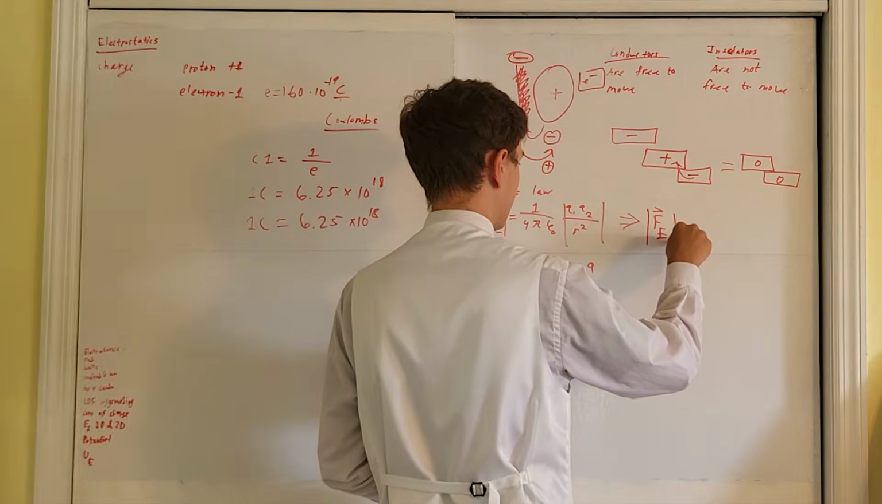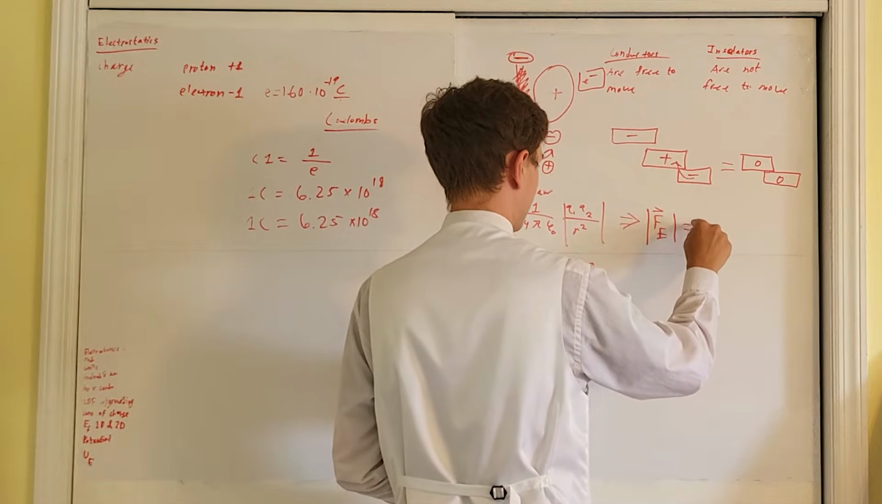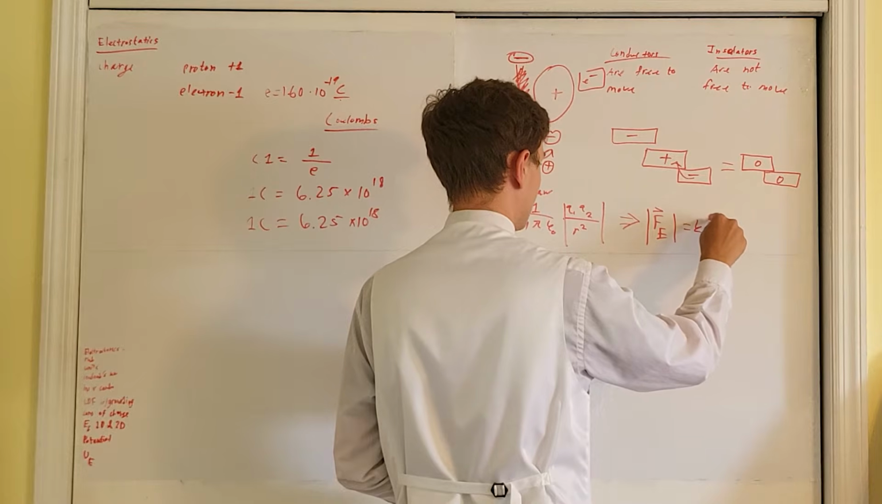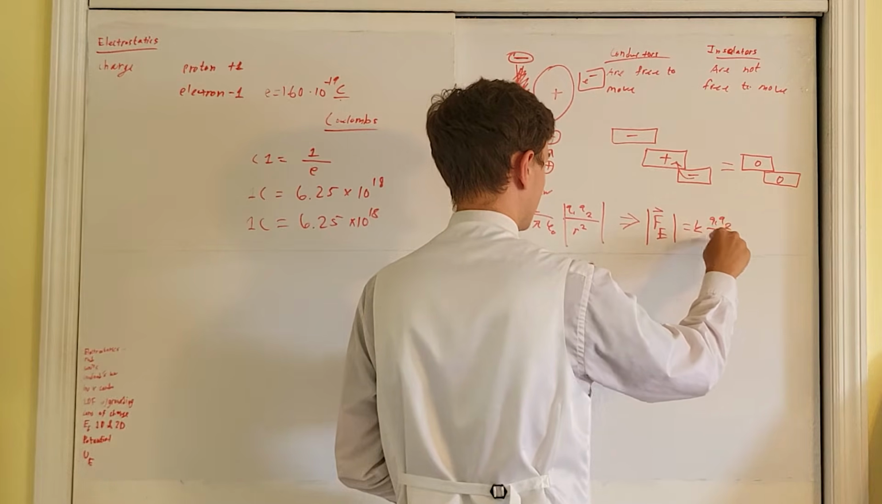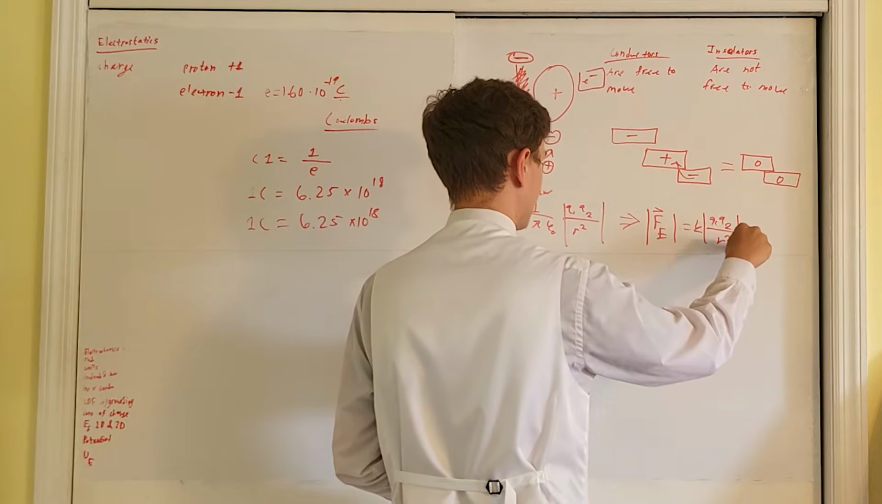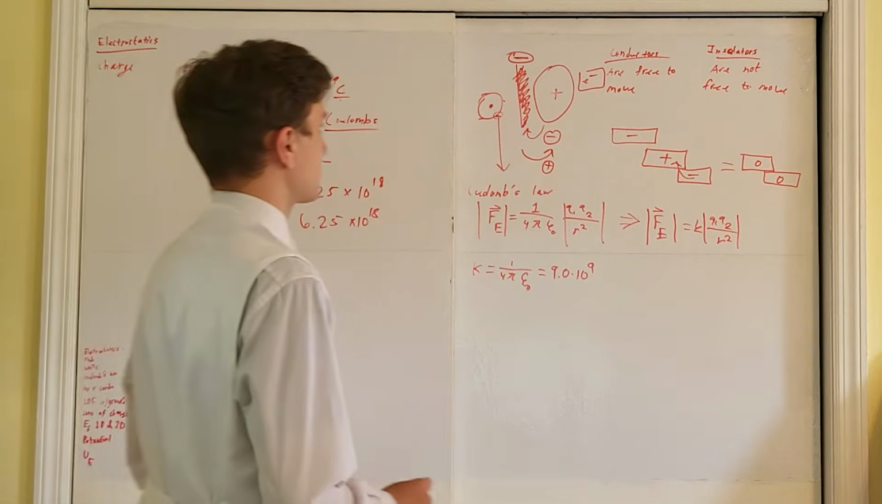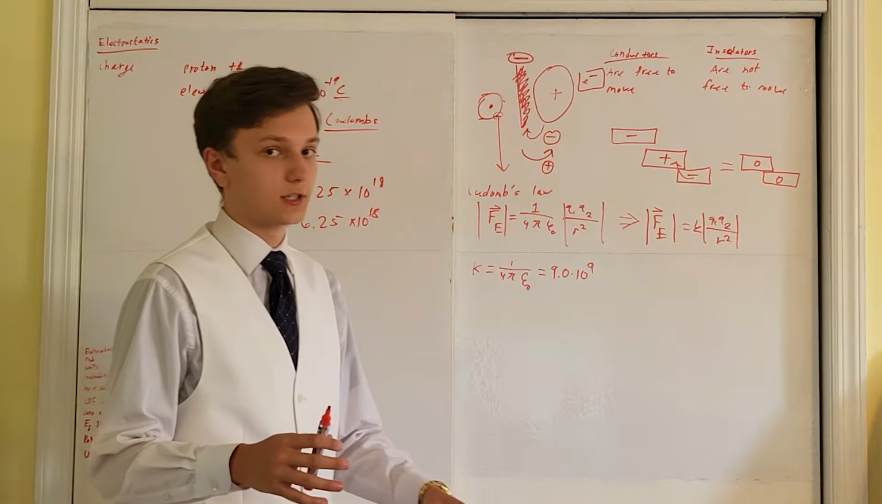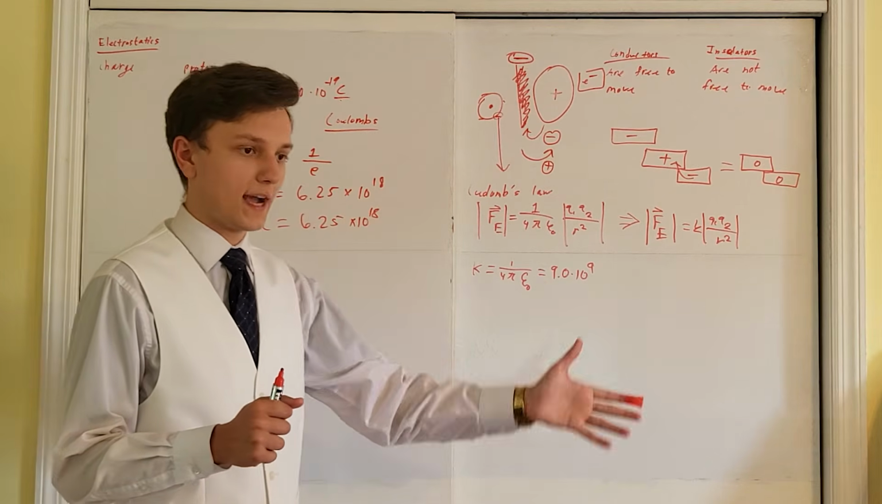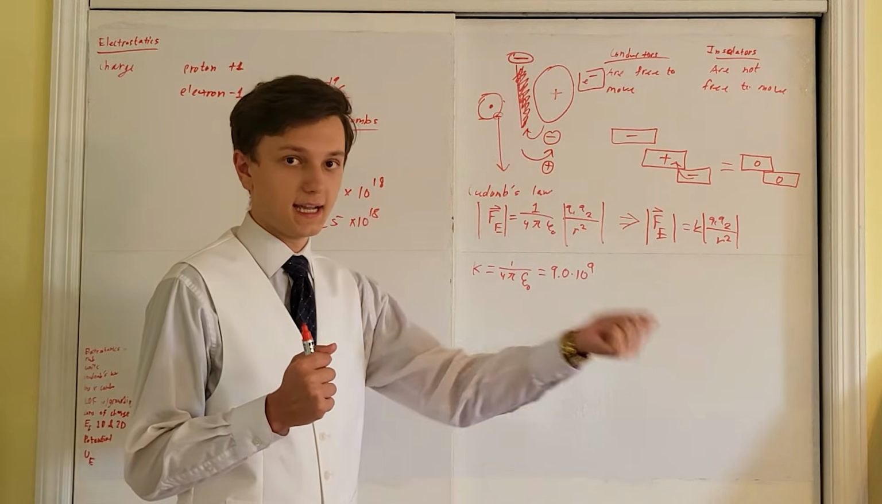The magnitude of the electric force vector equals K times Q1 times Q2 over R squared. So the electric force. What is the electric force? A positive charge exerts an attractive electric force on a negative charge.